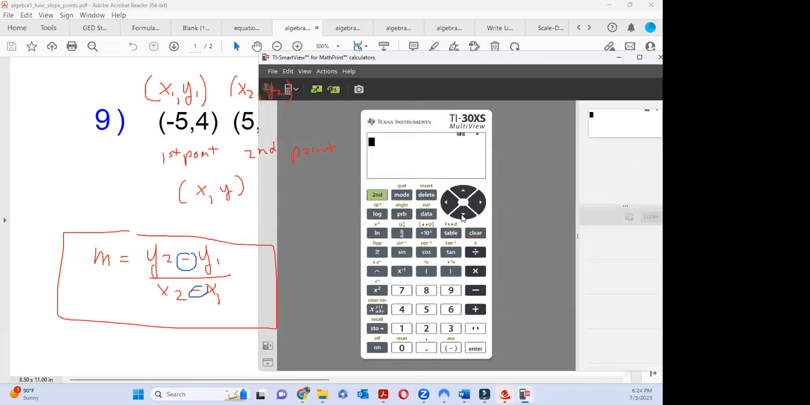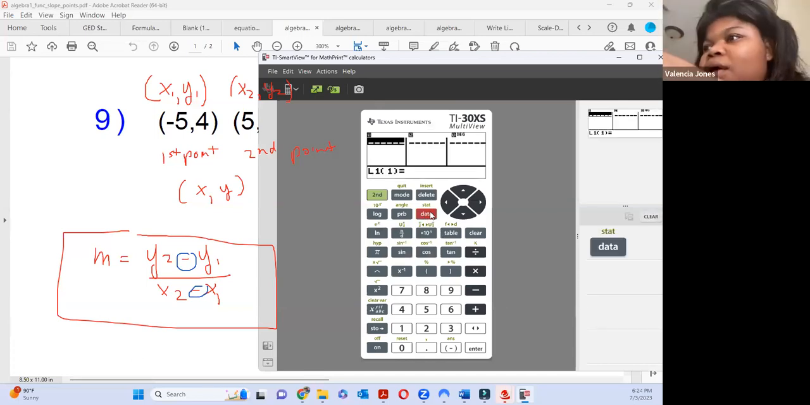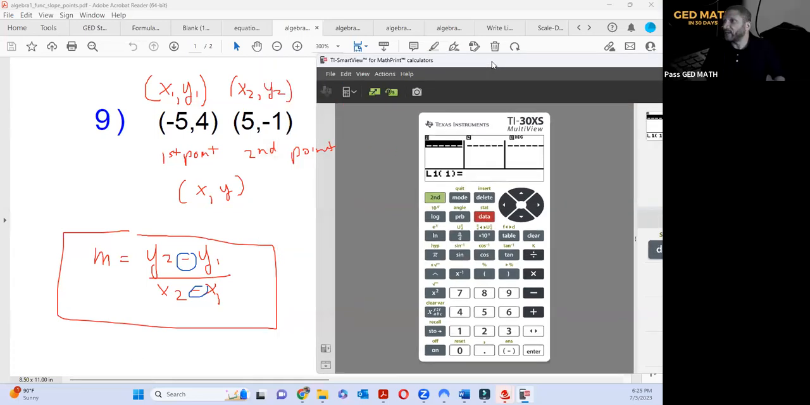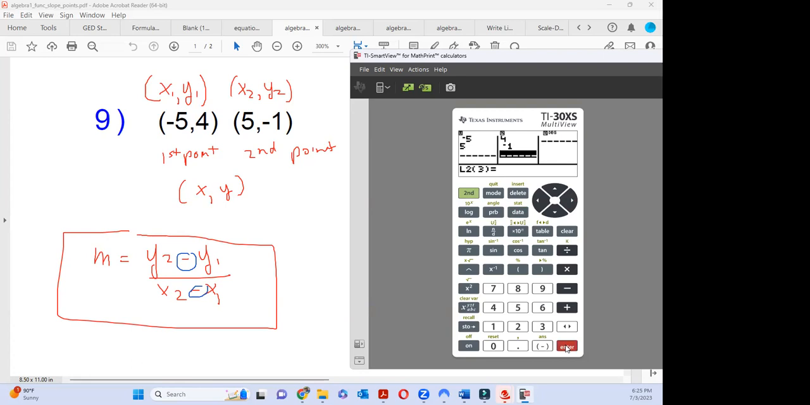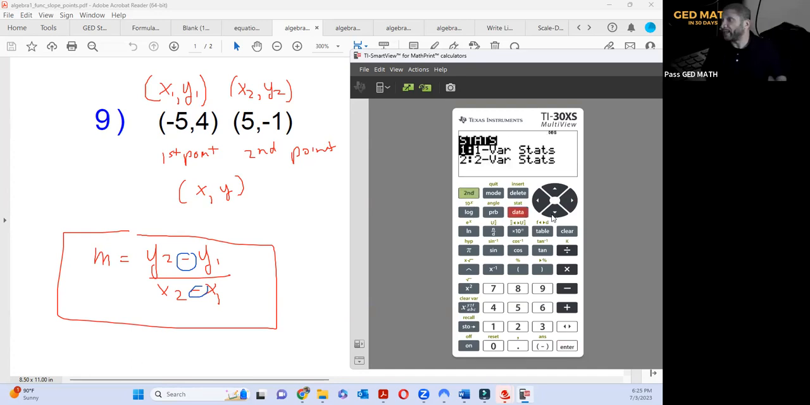to find the slope. You hit data. You put your X's in the first column. -5, enter, 5, enter. Hit your right arrow, put your Y's in the second column. 4, enter, -1, enter. Remember, I told you, if it starts with a negative, you push the minus sign next to enter. Then all you do, if you read through the ebook, is go second, data, 2 variable, calculate. Again, 15 to 20 seconds, you're going down to lowercase a and lowercase b.